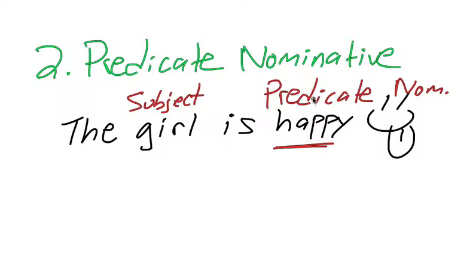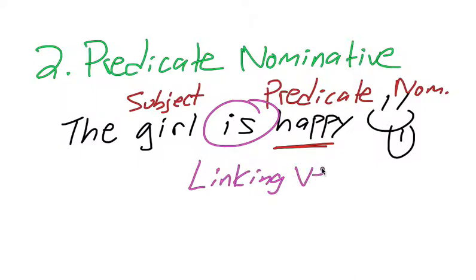Okay, now how can we tell that we have a predicate nominative? How do we know that happy is a predicate nominative? Well, it has to do with is. And is what we call a linking verb. So if you have a linking verb, you're going to have a predicate nominative after it. And so in Latin, remember the linking verb, or is est. Okay, that's the meaning of is. Okay, and so let's do a sentence with est in it.